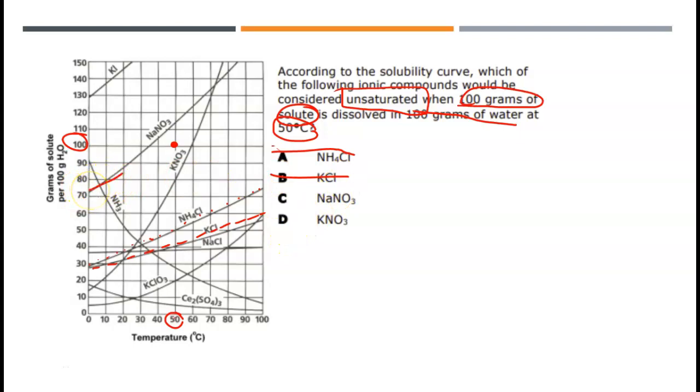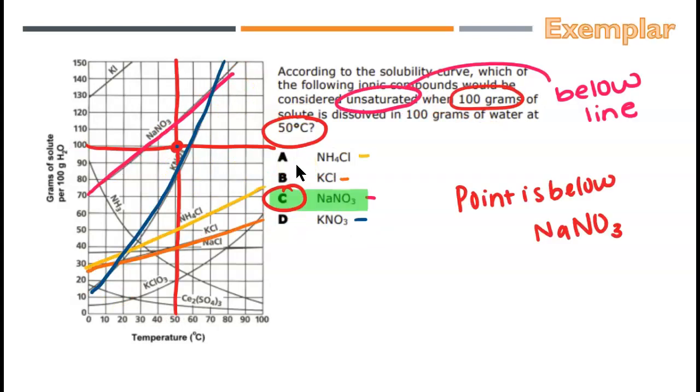NaNO3. This is the line for NaNO3. Now the dot is below the line. So because the dot is below the line, this one is unsaturated. So it might be this one. And let's look for KNO3. This is the line for KNO3. I'm doing like a mixture of both. And for KNO3, the dot is above the line, so that would be supersaturated. So the only one that is your answer is C.